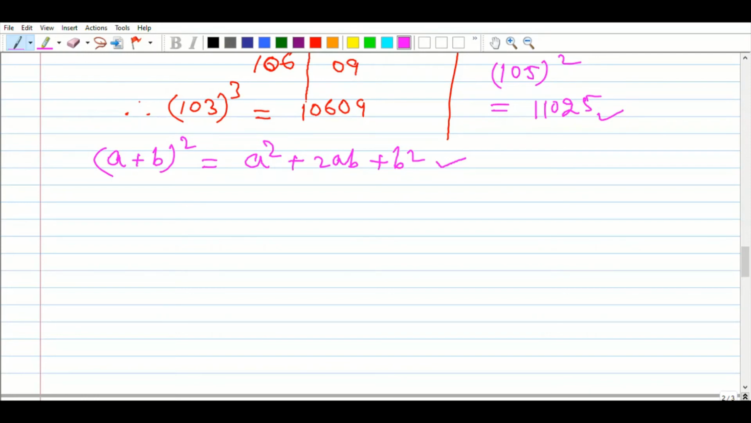a equal to, suppose we have a number, find the square of any number you can say.